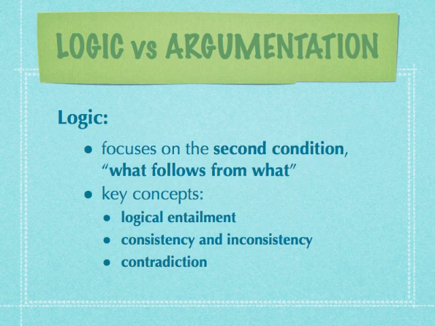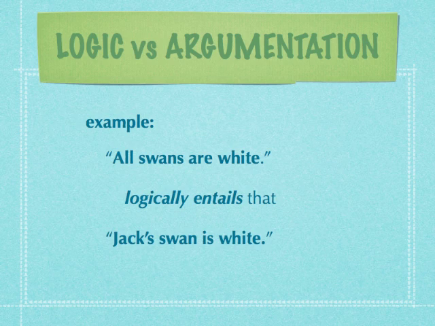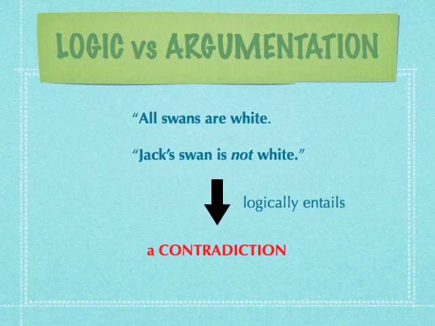If I believe that all swans are white, and my buddy Jack tells me he owns a swan, then I'm logically committed to the belief that Jack's swan is also white. If I were to deny this, then I'd be contradicting myself, since if Jack's swan isn't white, then it can't be true that all swans are white. This is an example of logical inconsistency. A set of claims is logically inconsistent if they can't all be true at the same time.